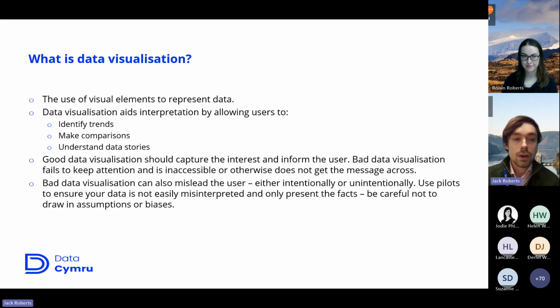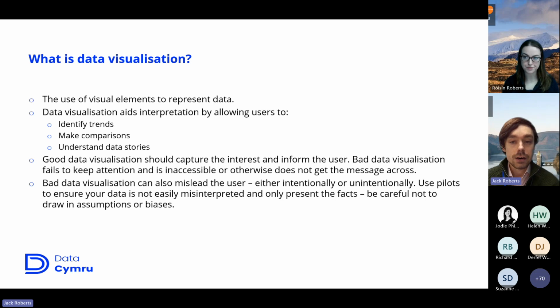So to begin with then, what is data visualization? Starting with the basics. When we talk about data visualization, what we mean is the use of visual elements in order to represent data. Data visualization can include any kind of visual elements, so graphs, charts, infographics, any visual medium that can help you to understand data. The purpose of a data visualization then is to aid interpretation and allow users to identify trends in the data. So for example, across a time series or geographic locations, to make comparisons and to understand data stories.